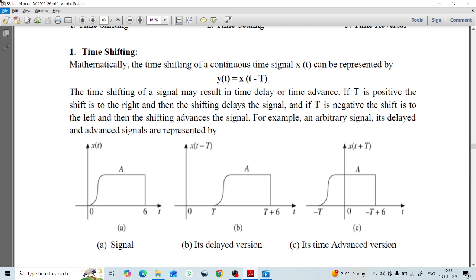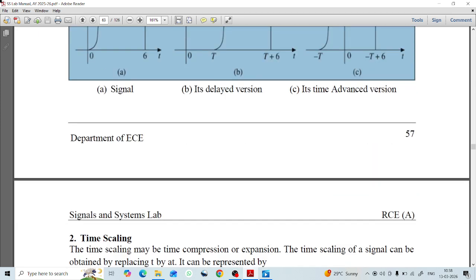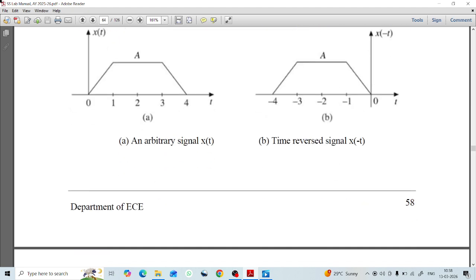So we can shift the time like this, or else if capital T is minus 1, we can shift like this also, here minus t plus 6 and minus t. So like this we can shift the time, the required signal. And for this we can see the code for that, MATLAB code.